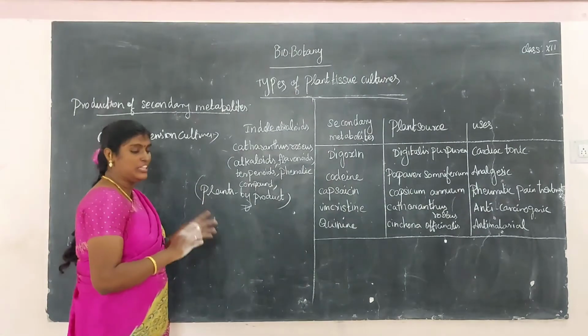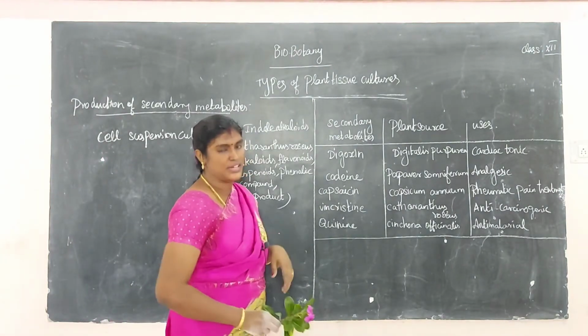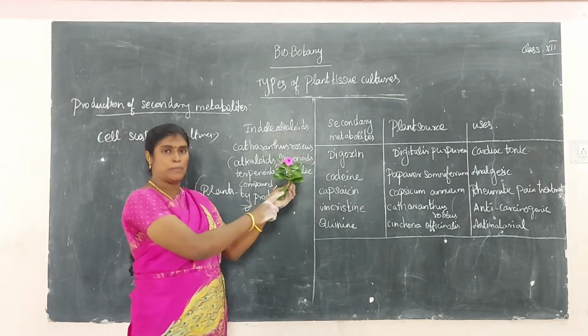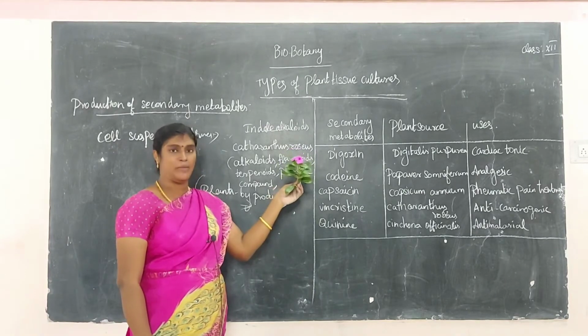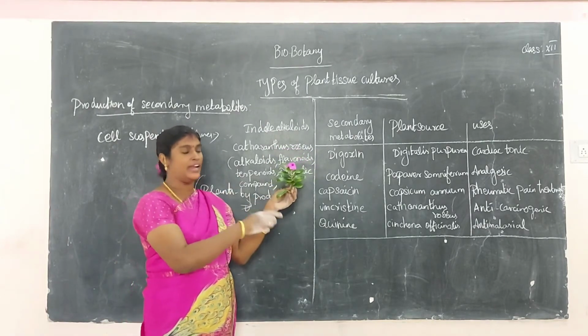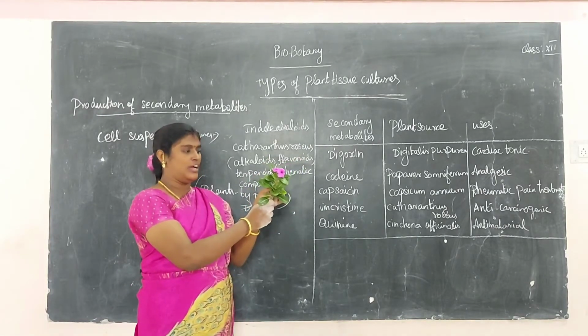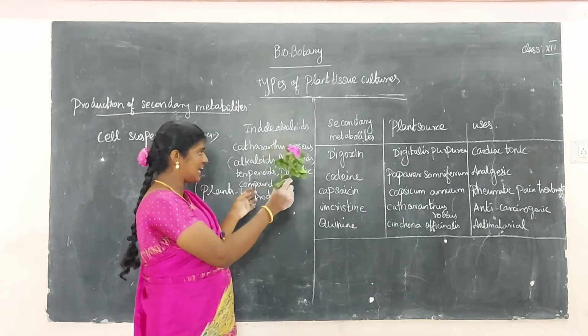For example, the plant named Catharanthus roseus. Catharanthus roseus is the botanical name. Another botanical name is Vinca rosea. Both are the same. Catharanthus roseus is commonly called Nithya Kalyani, or Sudukattu Malli, as we say. You must all have seen this plant.